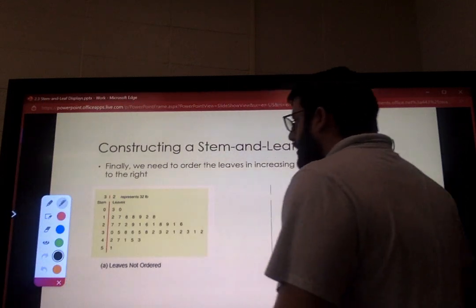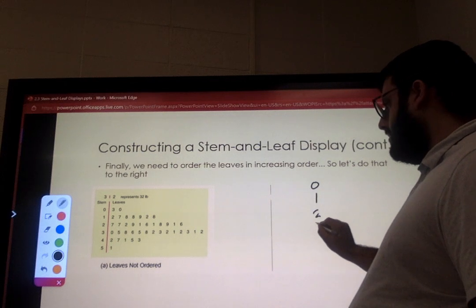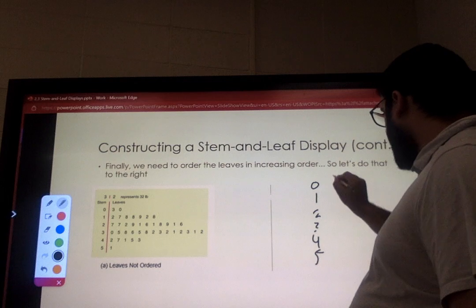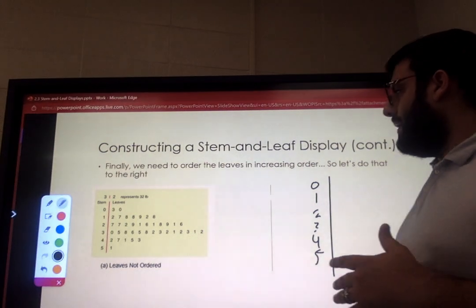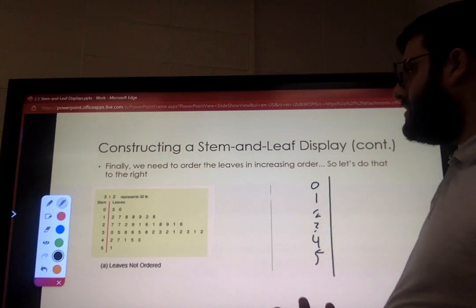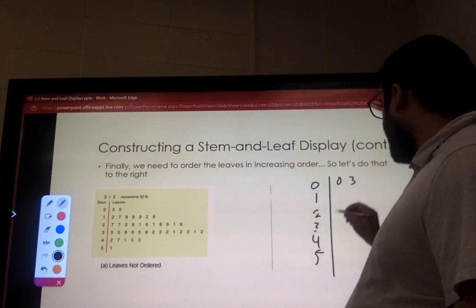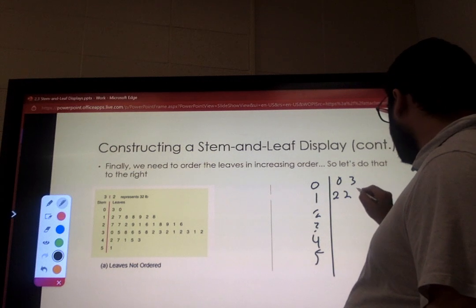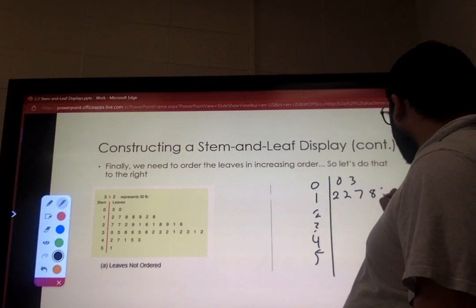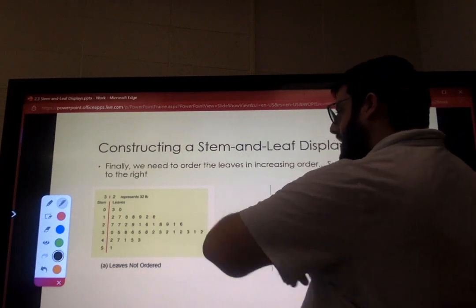Yeah, here we go. So, for example, here's my stem: 0, 1, 2, 3, 4, 5. There's my stem. I'm going to put each data point in numerical order. So 0 and 3. For this one, I have 2 2s, a 7, 3 8s, and a 9.